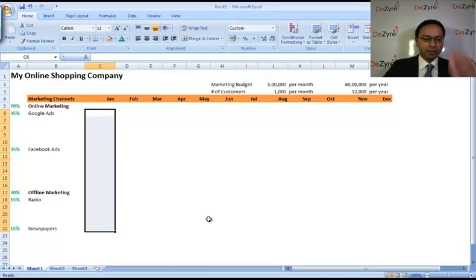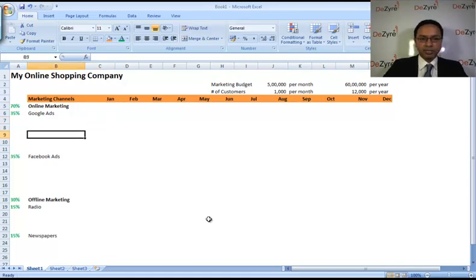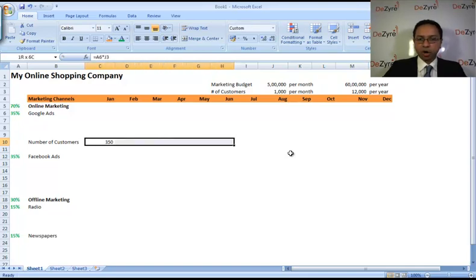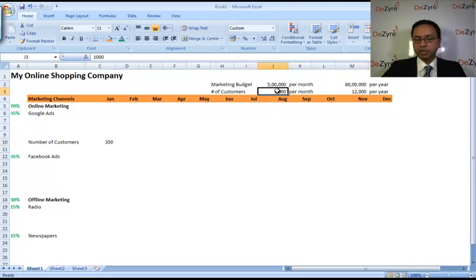So now let's start with Google Ads. Number of customers through Google Ads is how much? Number of customers every month you need is 1,000. How many of that through Google Ads? 35%. So you write a formula saying in January you need 35%, click on A6, multiply that by 1,000. So 35% of 1,000 customers you need from Google Ads. That's 350. And that is going to stay a constant every month because it says 1,000 customers per month.